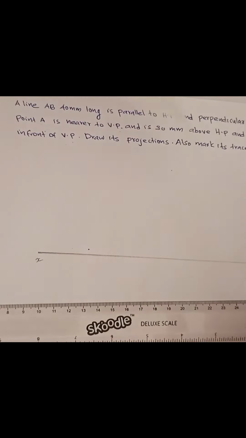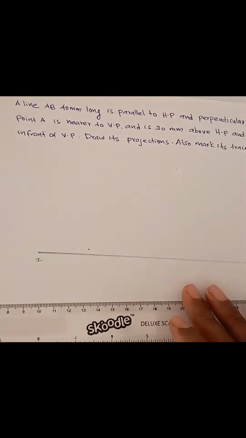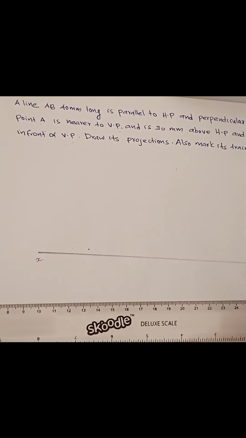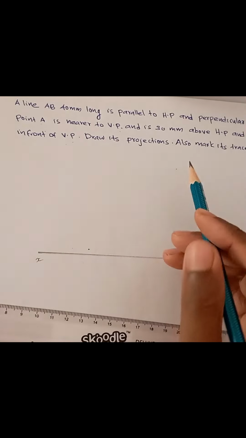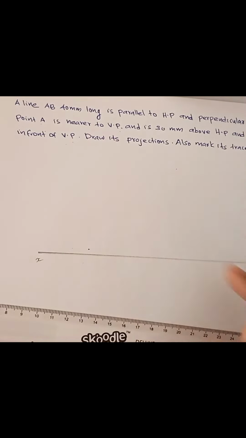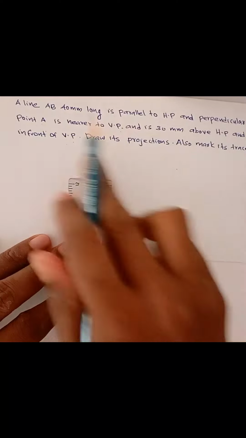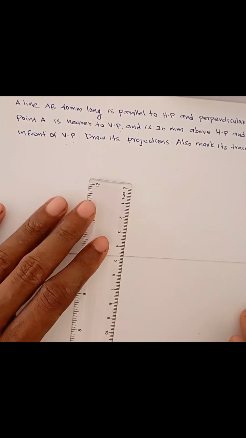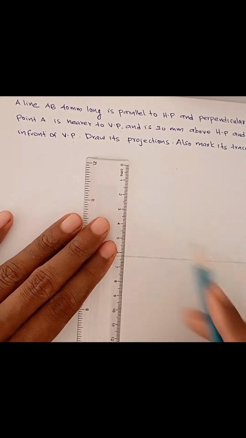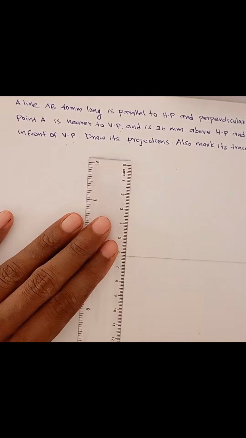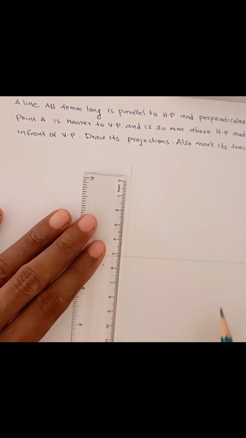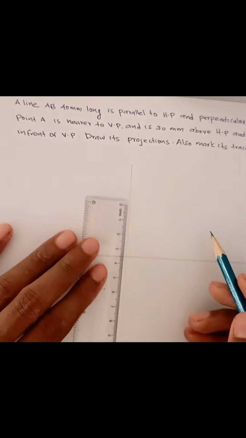So the point A is nearer to VP and is 30 mm above HP. Above HP means it's in the first quadrant. Above HP and 20 mm in front of VP, first quadrant. So you have to first draw a line, roughly, and then this is 30 mm above HP.